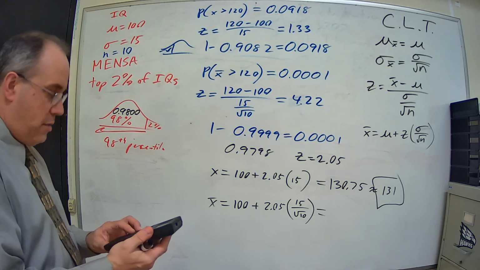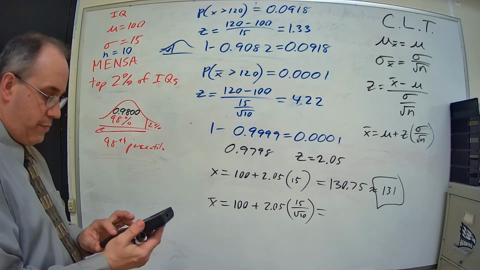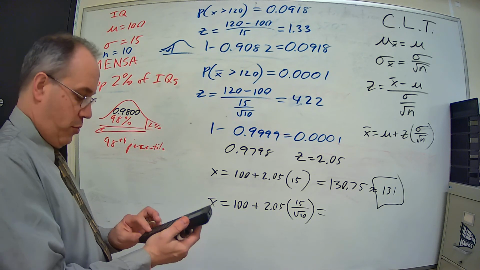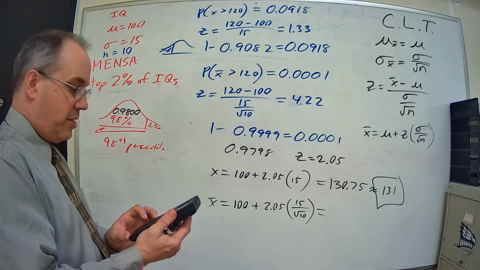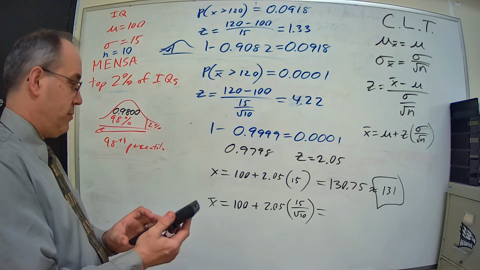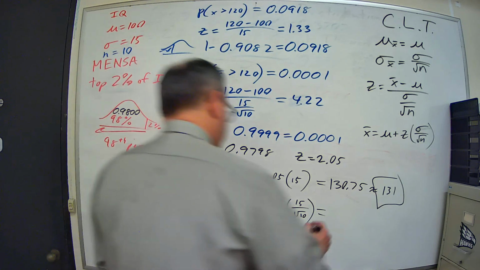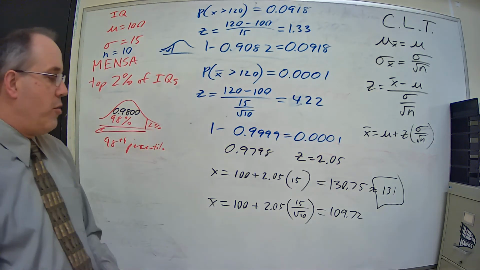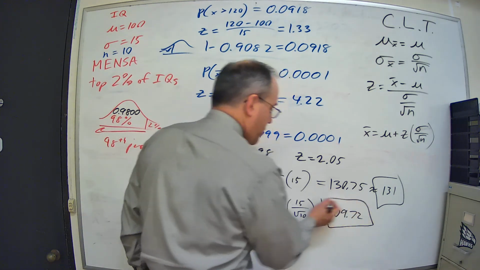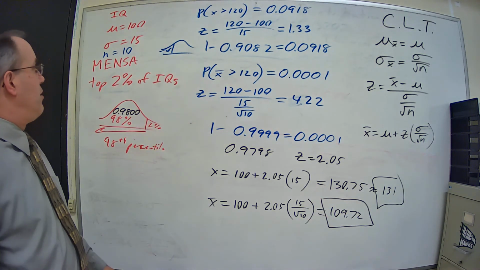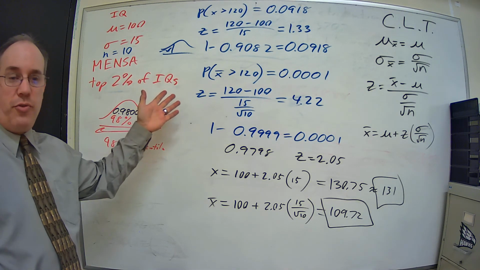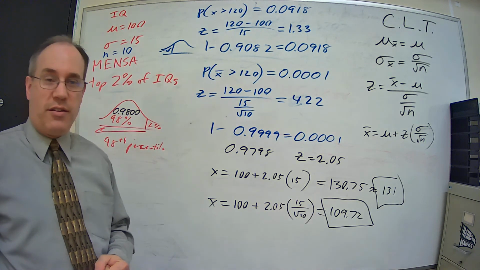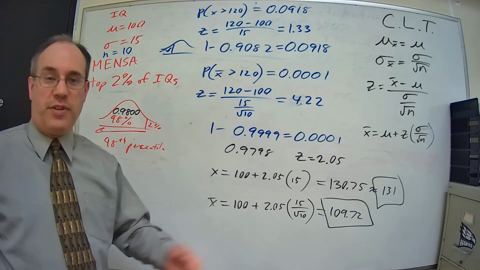So 15 divided by the square root of 10 gives us 4.74. We multiply that by 2.05, which gives us 9.72. Therefore, 109.72 would be the average IQ necessary for a group of 10 individuals to create a sample that is in the top 2% of IQs for a group of 10 individuals.